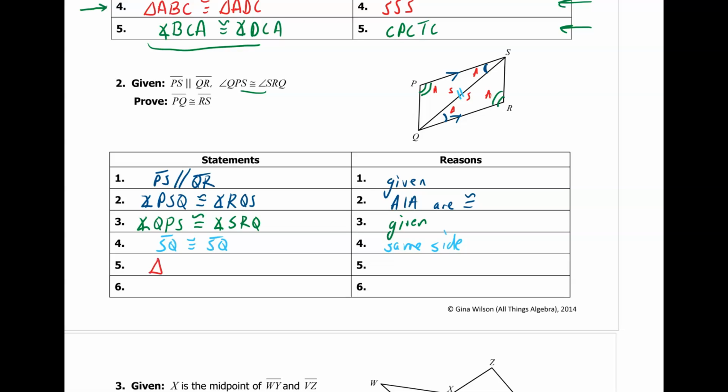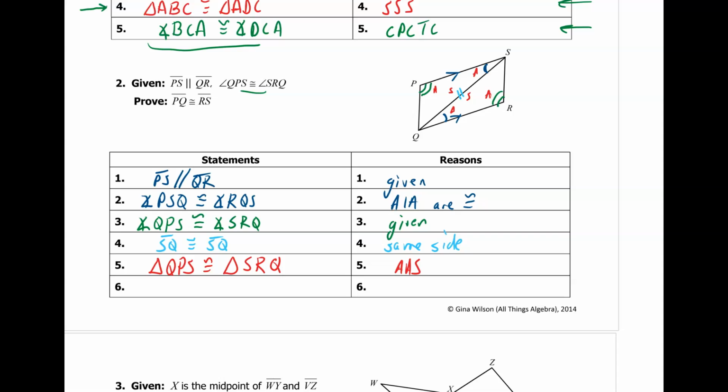So triangle, let's see, PSQ, how about QPS? I'm just trying to go in alphabetical order. I went backwards, didn't I? That doesn't matter. So QPS, the P comes before Q. I was just trying to do the first letter in the alphabet first. But anyway, Q corresponds with S, just looking at the marks on the triangles. P corresponds with R, and S corresponds with Q. And the reason for that is angle, angle, side.